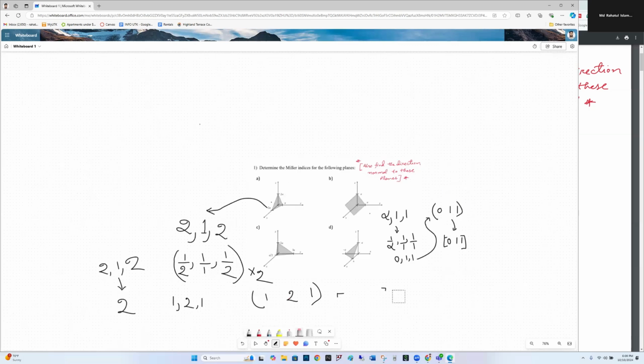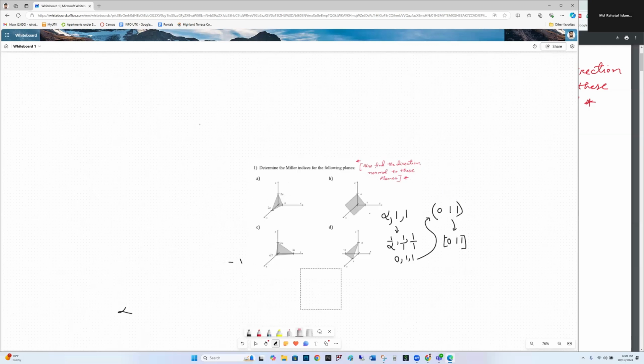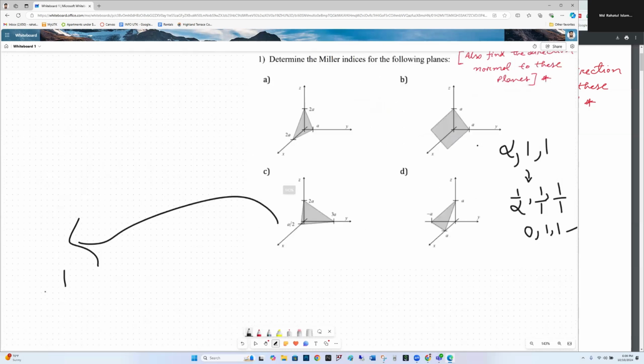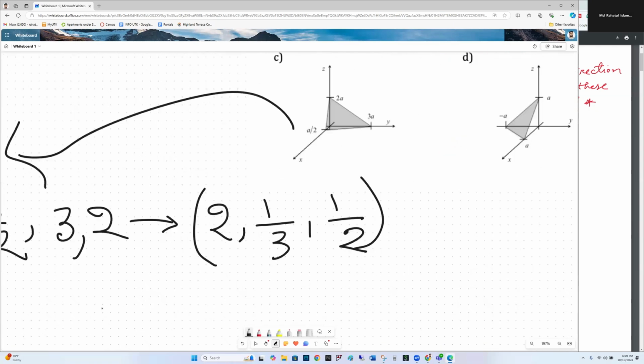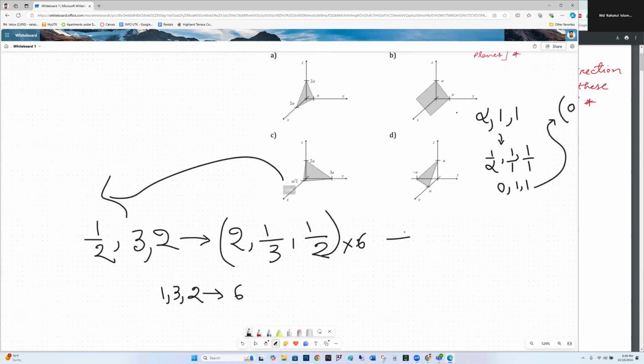Before that, let me erase something. So for C, the x-axis intercept is half. The y-axis intercept is 3, and the z-axis intercept is 2. Let's invert them. It will be 2, 1 divided by 3, 1 divided by 2. And we need to find the LCM of the denominators. Here the denominators are 1, 3, and 2. The LCM will be 6. So we have to multiply this with 6. If we multiply this with 6, we will get 12, 2, and 3.